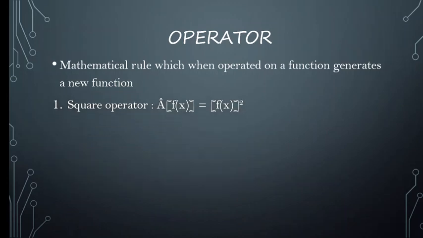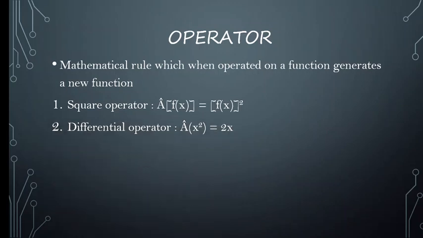First is the square operator. A cap of f of x. A cap is an operator if it is performing an operation on a function f of x and the conclusion is f of x whole square, then it is a square operator.